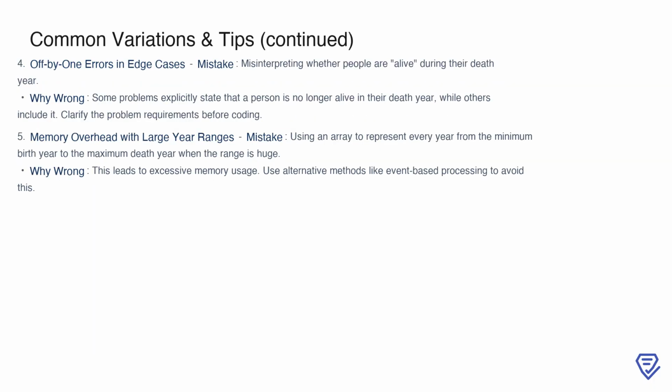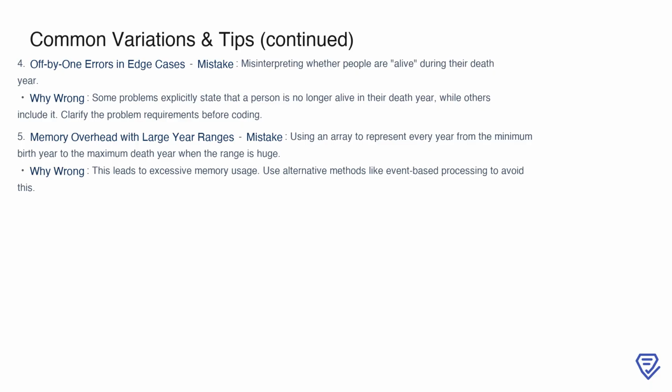Another common pitfall is misunderstanding edge cases, particularly around whether people are considered alive during their death year. Some problems explicitly state that a person is no longer alive in their death year, while others may include it. Misinterpreting this can cause subtle errors in your implementation. Carefully reviewing the problem's requirements is key.